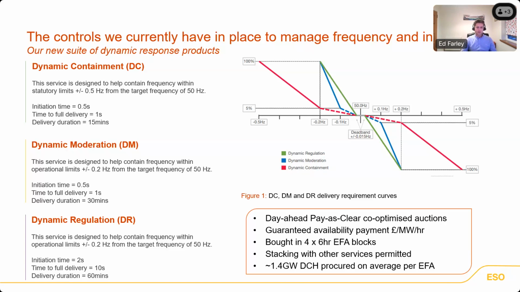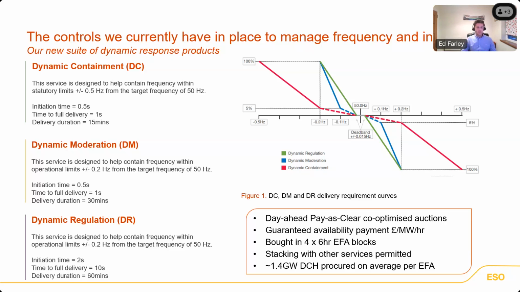The next product is equally quick, dynamic moderation, but it's designed to operate at a slightly wider threshold of frequency. So typically where frequency is deviating by greater than 0.1 Hertz, you'd see dynamic moderation products begin to kick in and respond. Dynamic regulation is the slowest service, and it operates closest to 50 Hertz. So this is designed to regulate frequency pre-fault, to ensure that we try and stay as close to 50 as we can.